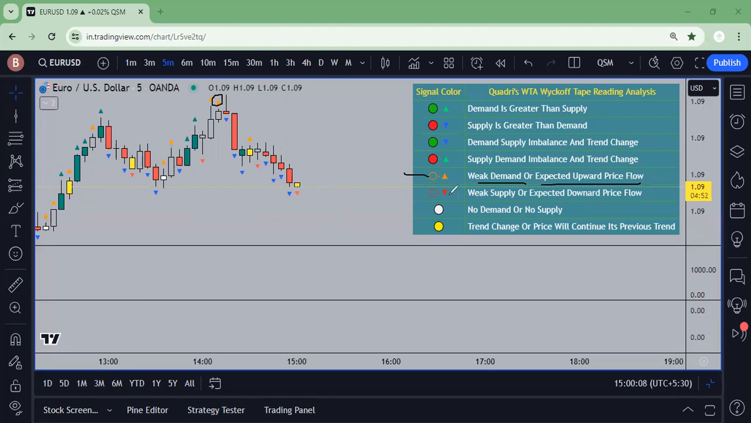And the same goes if there is a hollow candle and there is a red triangle underneath it. This signifies there is weak supply, or demand is weaker, and there would be a price flow towards the downside. Here supply is weaker, so we can expect upward price flow. Please remember this, or in between. So either this one would happen or this one would happen. Or sometimes there are situations where nothing happens.